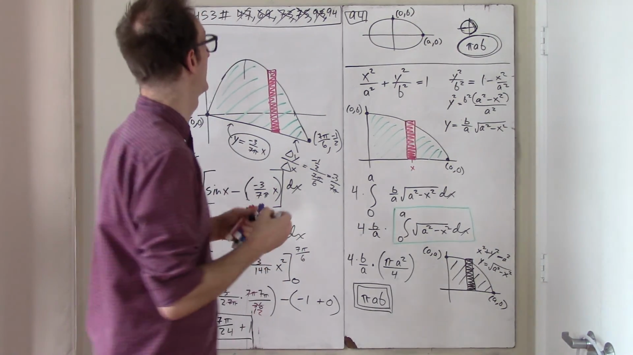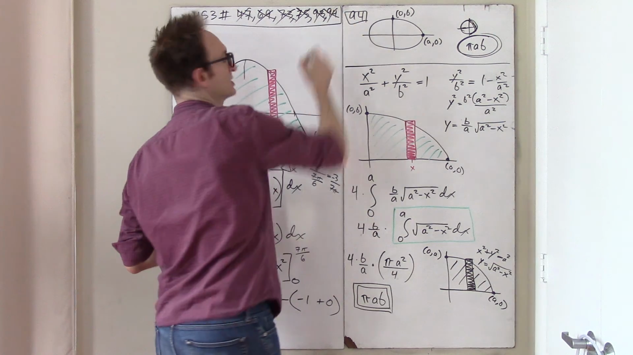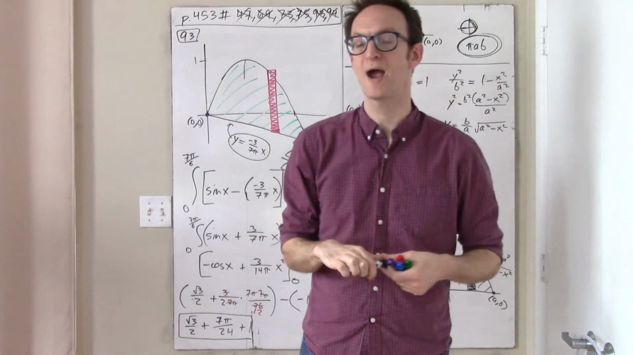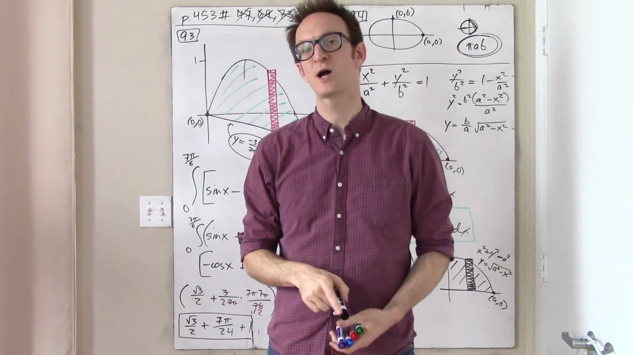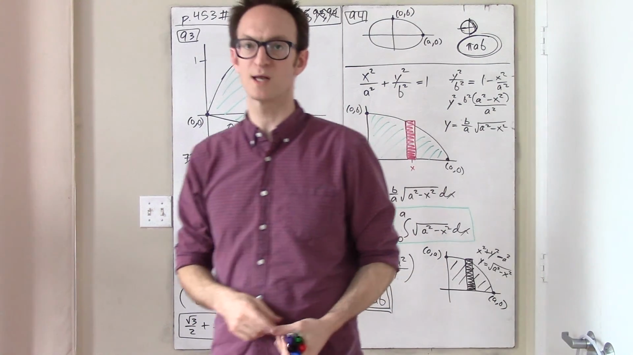Okay, good. That was section 7.1 on area. Now we have 3 sections to go on volume, and then we are done. Goodbye.